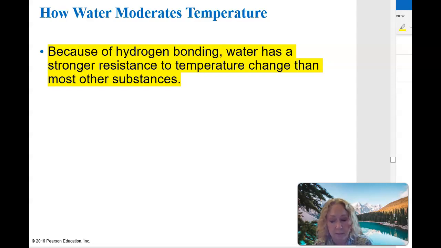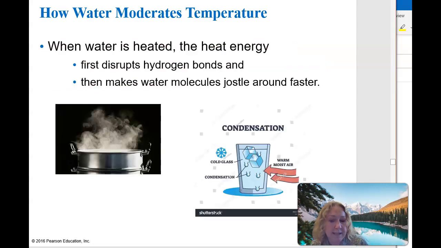If you look at some places up in Michigan, by the lake versus farther away from the lake, there is a tendency of large bodies of water to regulate the temperature change and make fluctuations harder. Water resists the change in temperature. When water is heated, the energy is first used to disrupt the hydrogen bonds and makes the water molecules jostle faster.